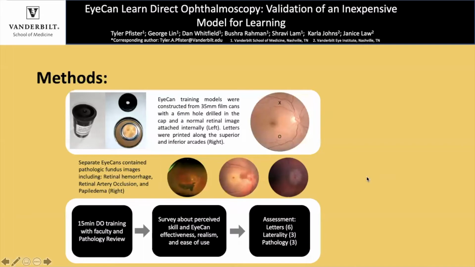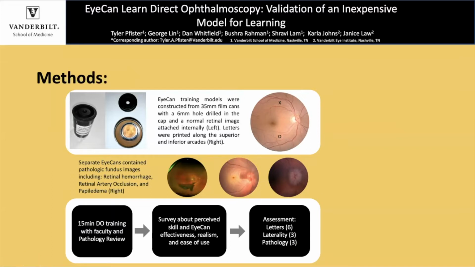So here in this top panel, you can see what one of these ICANs looks like. It has sort of an artificial pupil drilled in the cap and a retinal image attached inside. We modified this to include letters that are printed along the superior and inferior arcades. And then in separate ICAN models, we included pathologic images of retinal hemorrhages, retinal artery occlusions, and papilledema.